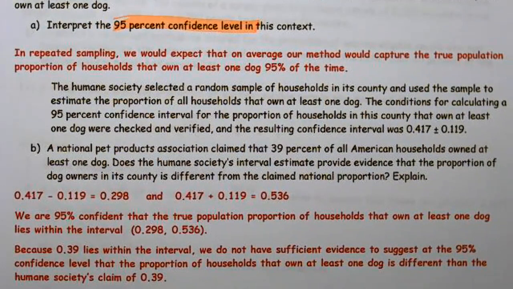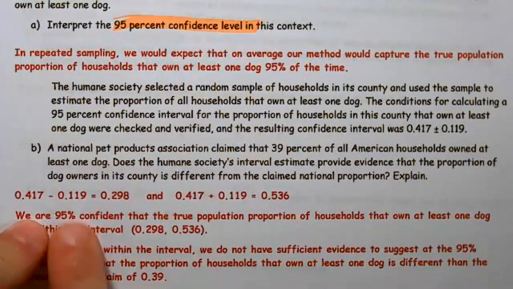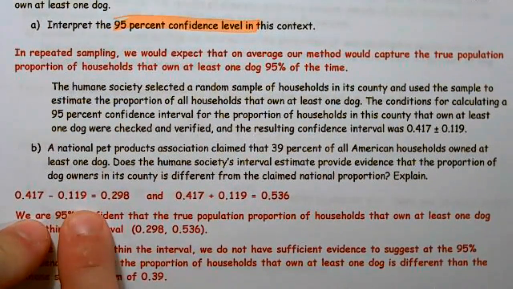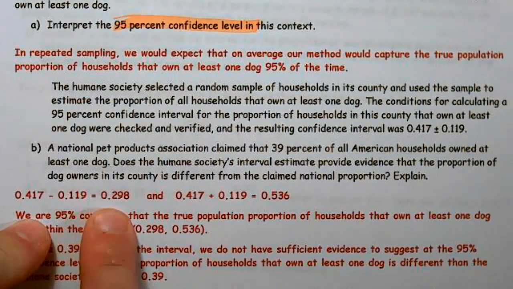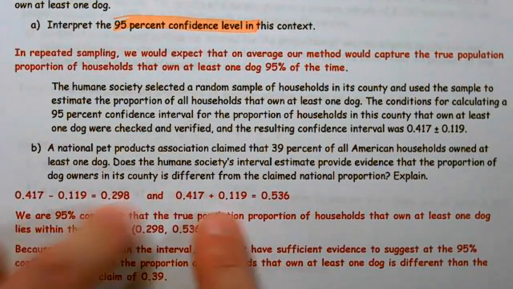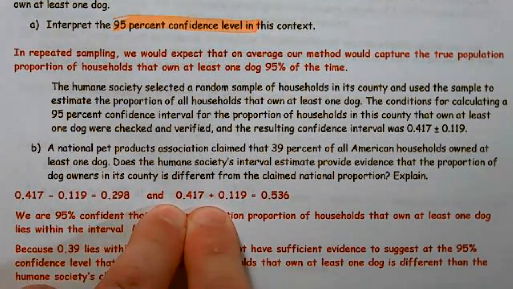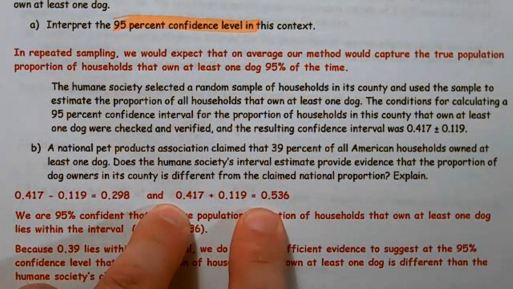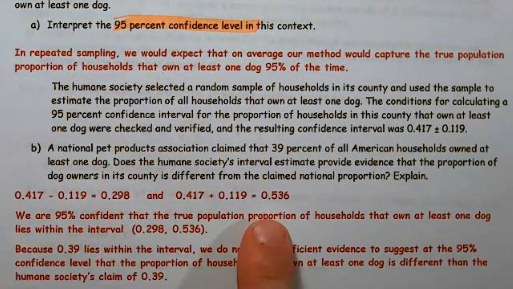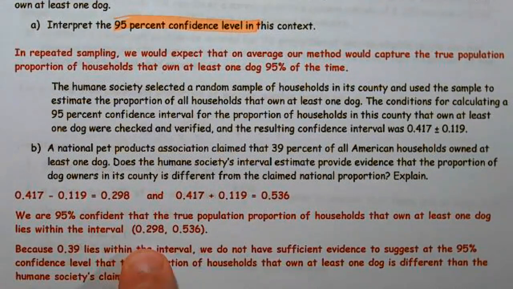Does the Humane Society's interval estimate provide evidence that the proportion of dog owners is different from the claimed national proportion? Well, so first off, what I did is I took 0.417 and subtracted the margin of error, and I got 0.298. Then I took the proportion and added the margin of error and got 0.536, and this gave me my interval. And what can I say about that interval? Well, I'm 95% confident that the true population proportion of households that own at least one dog lies within this interval.